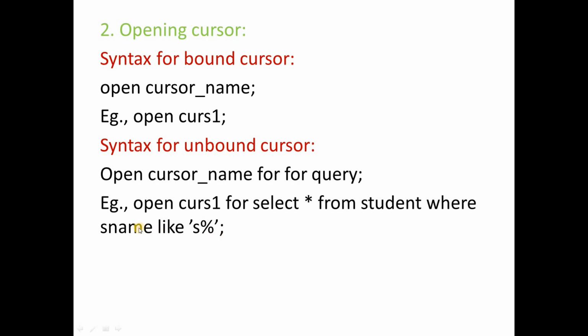That means we have to select only those student records whose name starts with the alphabet S, and the complete result set of students whose name starts with the alphabet S we can store in the unbound cursor one variable. Okay, this is how to open your cursor.